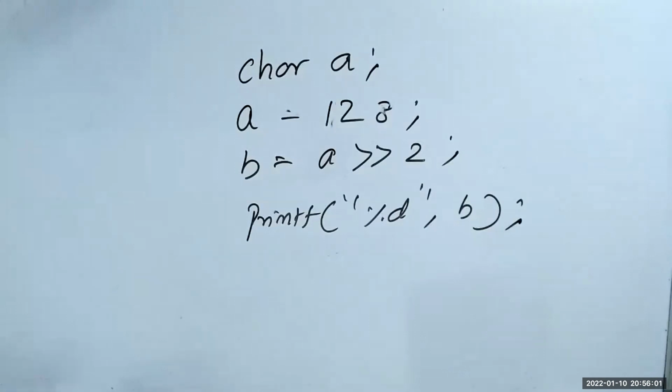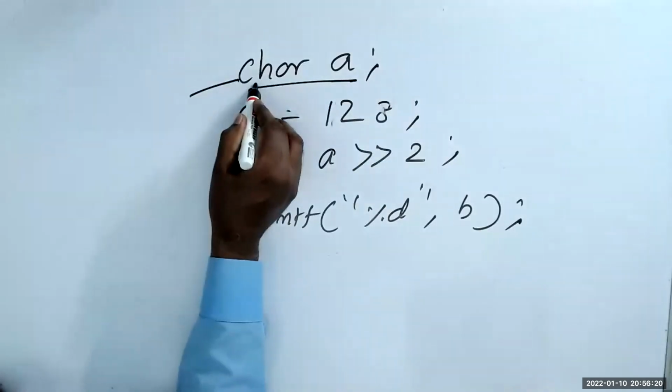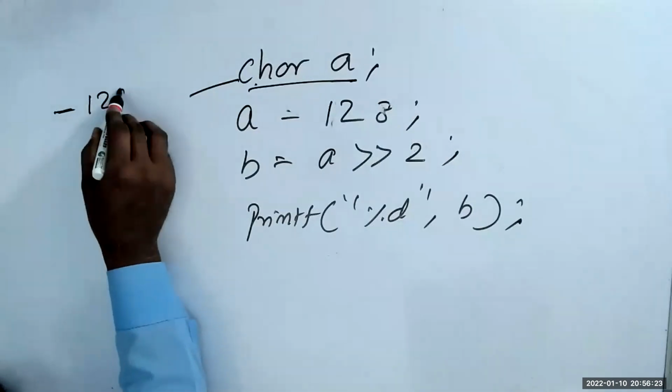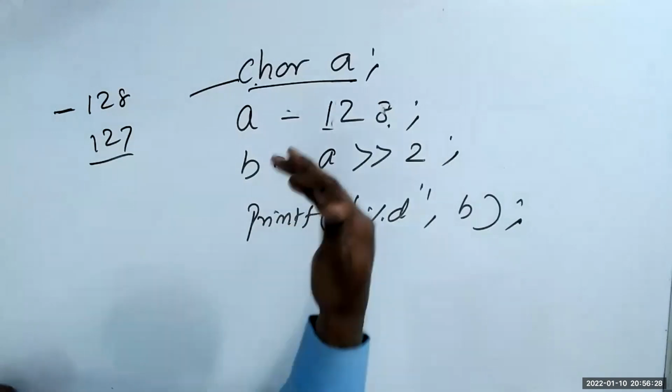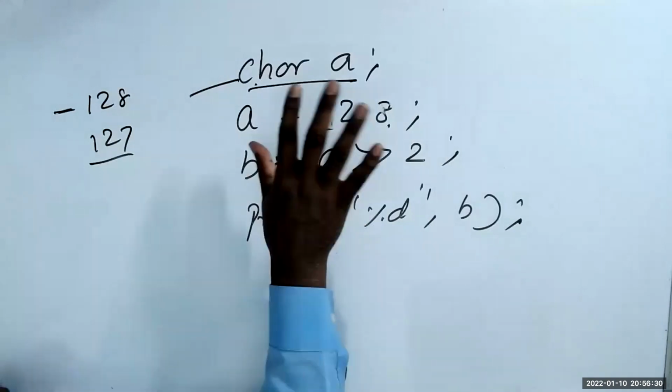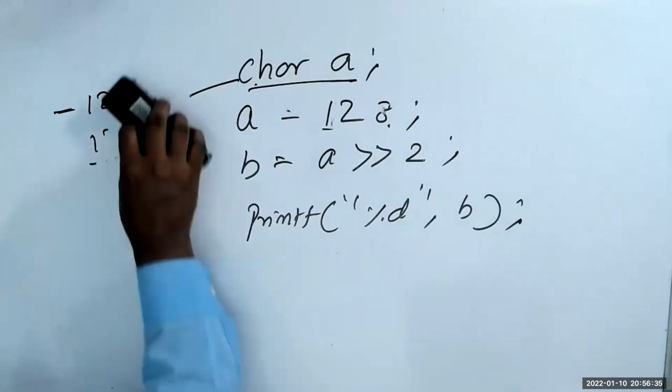Anybody? Am I right? It's a problem here because A is a char that has a signed range of minus 128 to 127. So this is wrong actually, but still this will be accepted. Now what happened? I'll explain to you. I'll show you the screen also.